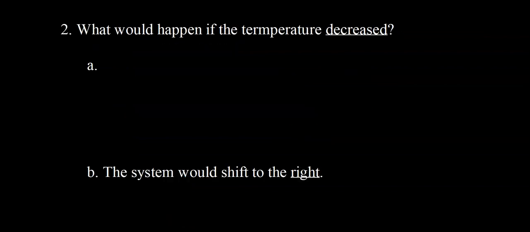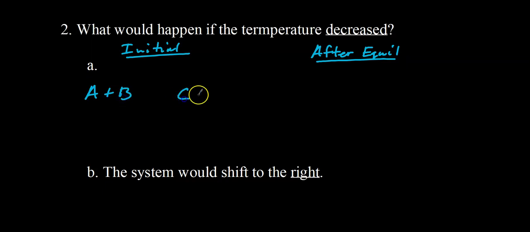Let's do one more. What would happen if the temperature is decreased? So if you decrease the temperature, what effect does that have on the rate of the forward reaction? Well, the rate of the forward reaction would decrease. And if you decrease the temperature, what effect would that have on the rate of the reverse reaction? Well, decreasing the temperature is going to slow down both of the reactions, but it's going to slow down one of them more. So in this case, we see something like this.